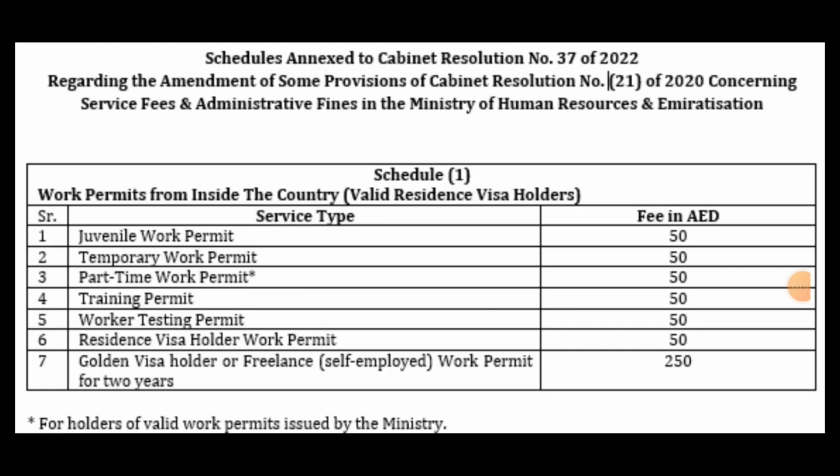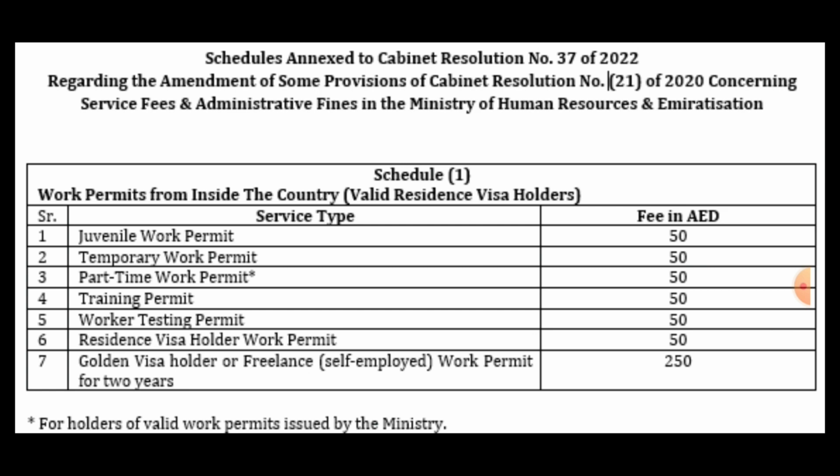Regarding the fees, you are watching the chart. So there is a schedule 1, work permit from inside the country, for a valid resident visa holder. Kindly note, these fees are for the person who already has a visa. They can be on their parent sponsorship, because these kinds of work permits are normally for parent sponsorship. So the number 1 is the juvenile work permit. The fees is 50 dirhams as per this update, and this is the MOHRE fees. If there are any taxes or VAT, those are excluded from this. This is the Ministry of Labor fees only.